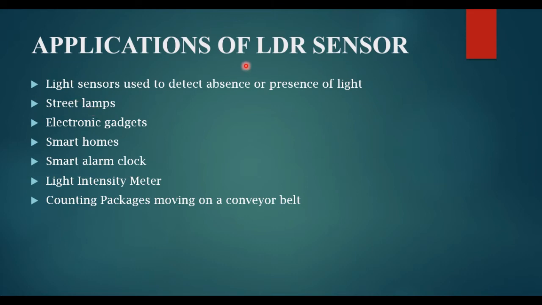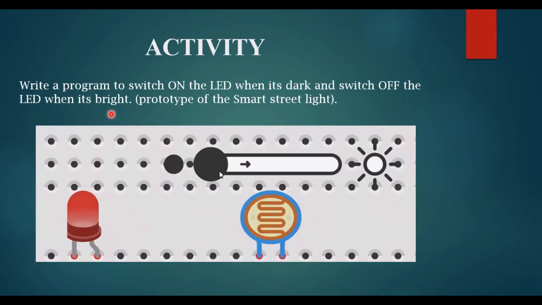Now here, for the LDR sensor, what will happen is that when it is dark and there is a vehicle in front of the IR sensor, only then the light will be on. If it is not dark and the vehicle is moving, the street light will not be switched on because there is already sufficient light in the surroundings. Clear? So now let us do a small activity to write a program for the light dependent resistor and make a prototype of the smart street light.